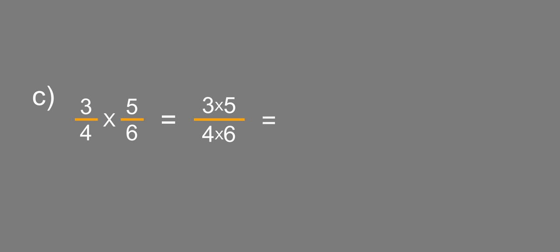Now with part C, we're given 3/4 times 5/6. And we can, as we did with the first two examples, just multiply the numerators and multiply the denominators, and that gives us 15/24. What we should recognize here is that 15 and 24 have a common factor of 3. So if we divide each by 3, 15 divided by 3 is 5. 24 divided by 3 is 8. So this would simplify to 5/8.